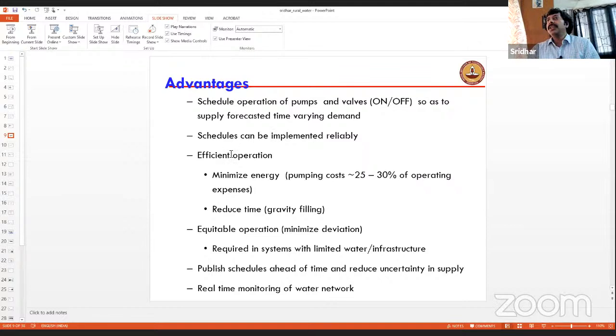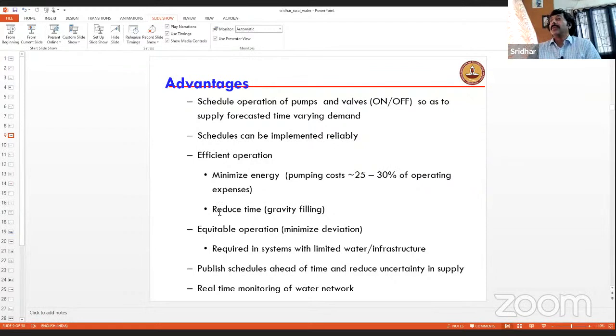Now you can come up with these schedules so that they are efficient, which means they minimize energy. The pumping cost accounts for nearly 25 or even 30 to up to 50% of the operating expenses, and these are electric power charges, not domestic power. In India, and in many parts of the world, there are different tariffs for domestic and non-domestic consumers. Domestic consumers are subsidized, and these don't come under domestic tariffs. So the tariff for operating these pumps is much higher.